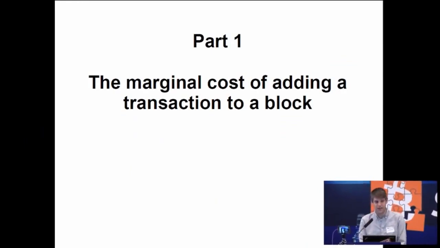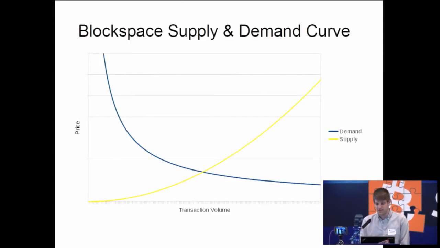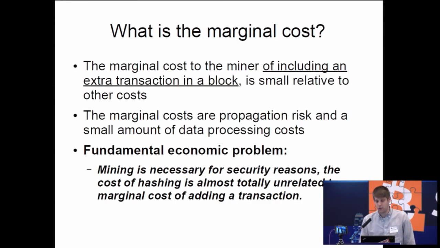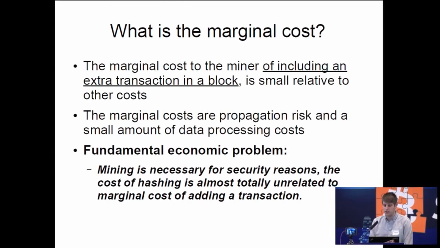Hi, so I'm going to talk about block size economics. A lot of this is economic theory, so I don't know if it's all completely right. A lot of it is speculation and maybe a bit contentious. I'm just going to cover the basics of supply and demand for block space. On the x-axis you've got transaction volume, and on the y-axis you've got the transaction fee or the price. That's the basics of what normal economic supply and demand looks like. And in order for this theory to work, you need a marginal cost to generate the supply curve. There's a lot of contention over what the marginal cost is.